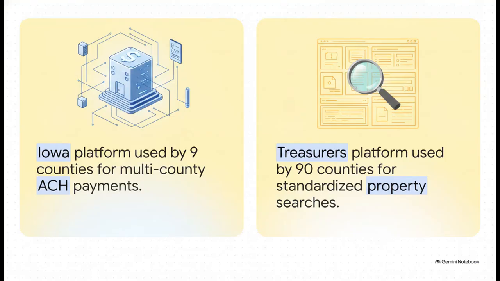Okay, so because there's no single master portal for property taxes in Iowa, you actually have to navigate 2 entirely distinct systems depending on your specific county. 9 large counties, like Polk, Linn, and Johnson, use the Iowa Tax and Tags Network, which features some pretty advanced tools like the Portfolio Tax Service for multi-county ACH payments. Meanwhile, the remaining 90 counties use the Iowa County Treasurers Association platform for standardized property tax searches. So, finding out which of these two websites your target county uses is your absolutely critical first step.